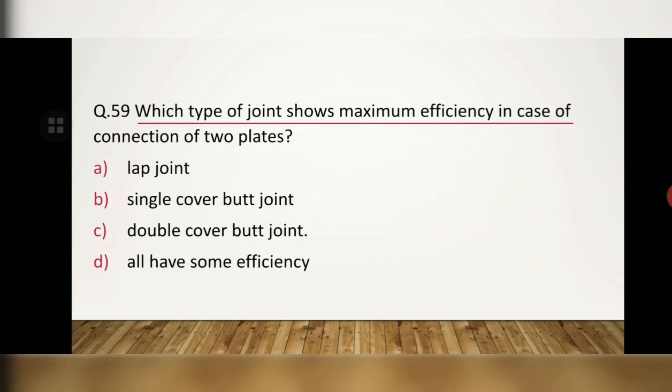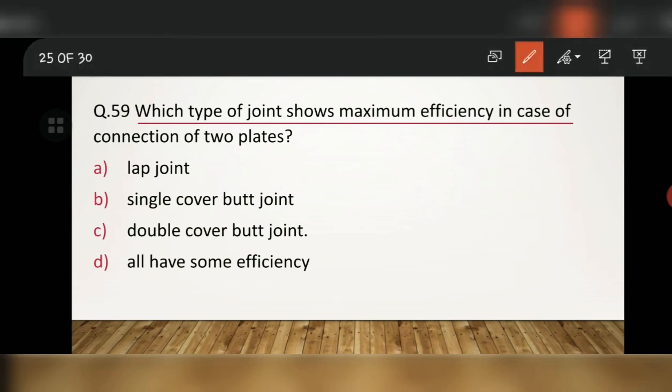Next question, question number 59. Which type of joint shows maximum efficiency in case of connection of two plate? Option 1 lap joint, option 2 single cover butt joint, option 3 double cover butt joint, option 4 all have same efficiency. Your answer will be double cover butt joint gives maximum efficiency.